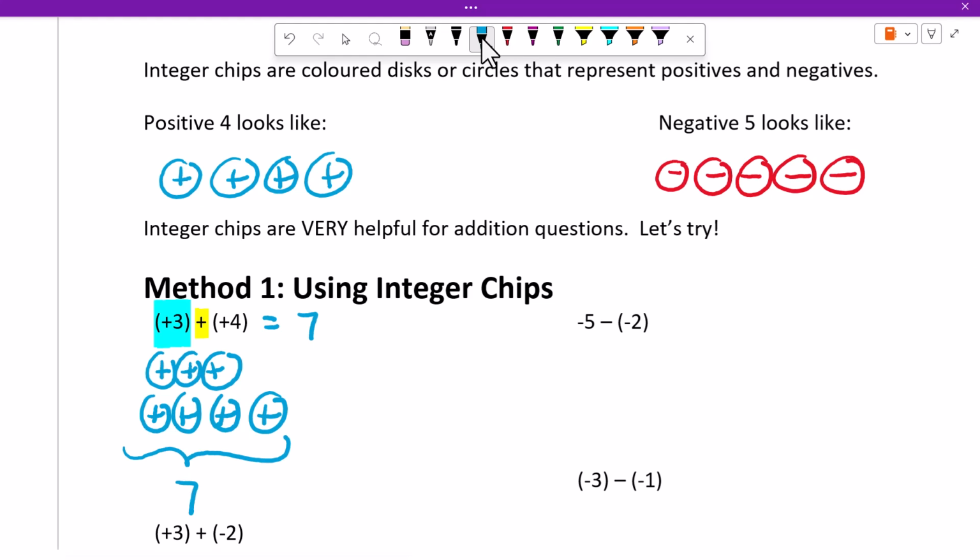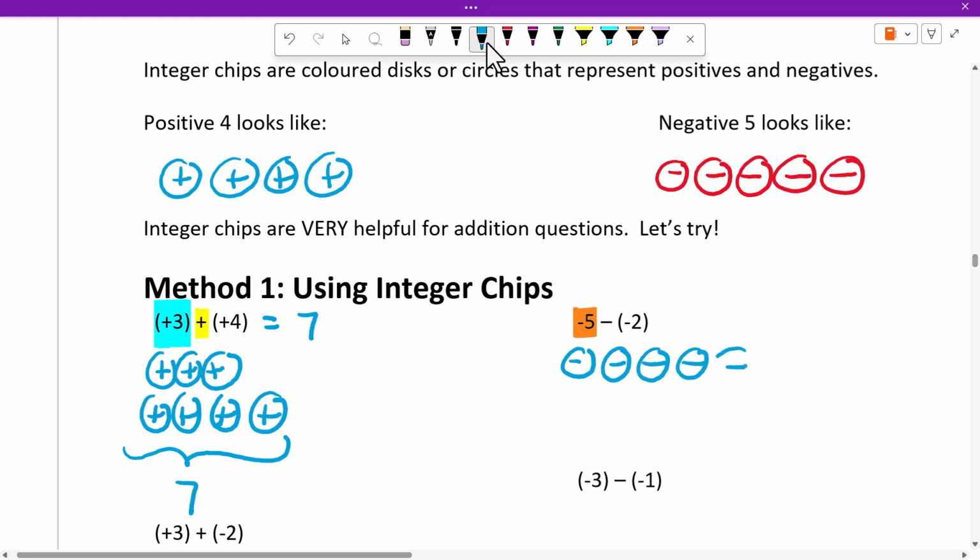Okay, let's do another one. We have the first one here. That's a negative 5. So we're going to draw 5 negatives. 1, 2, 3, 4, 5.